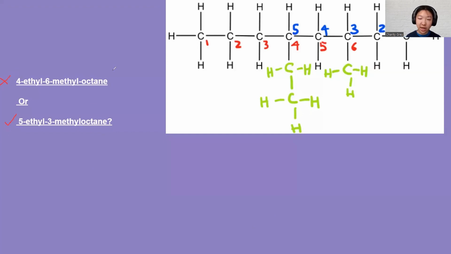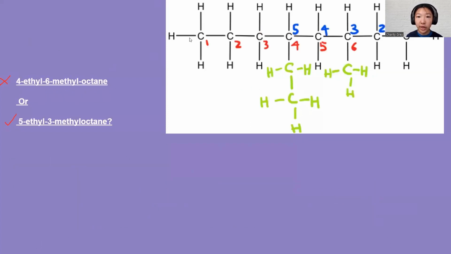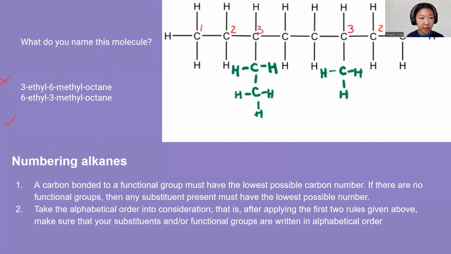No. Okay, understandably, you're looking at the alphabetical order. But before you look at the alphabetical order, what are you looking at? Any substituent present must have the lowest possible number. That means any branch present must have the lowest possible number. Over here, what are your lowest possible numbers? You have 4 or you have 3. Which one is the lowest possible number? It is 3. Okay? So when you have 4 and you have 3, these are 2 different things, right? But earlier, this is 3. This is 3. They're both the same.